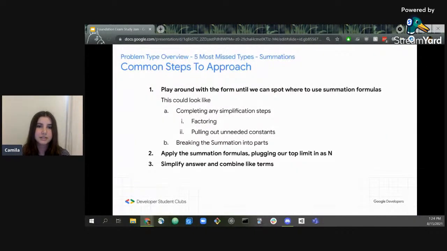The first thing we're going to want to do is play around with the form until we can see that we can use those summation formulas and plug those in. This could look like factoring, for example, or pulling out some constants. Another thing we have to do before we can plug in the summation formulas is breaking up the summation if we can. It really makes it much easier. Those are things we have to do before we can actually apply the summation formulas. After we apply them, we basically simplify our answer until we have the clean closed form that we want.